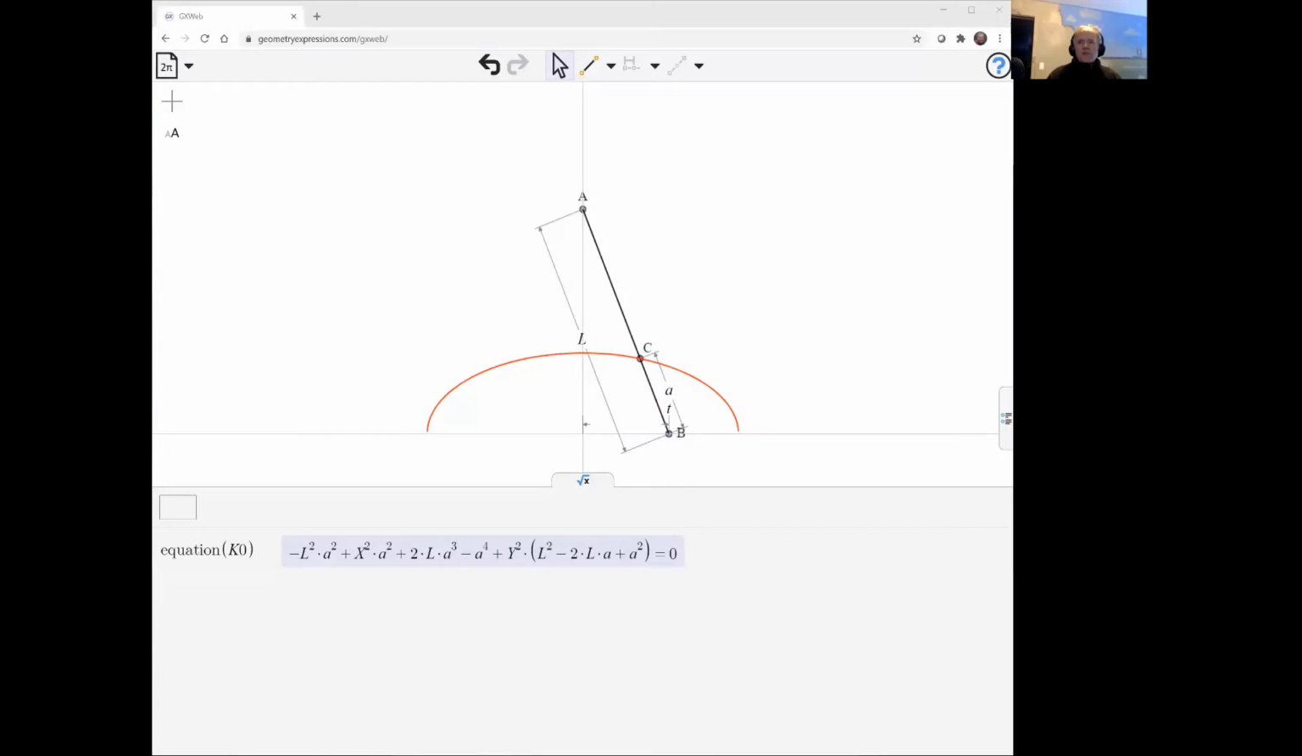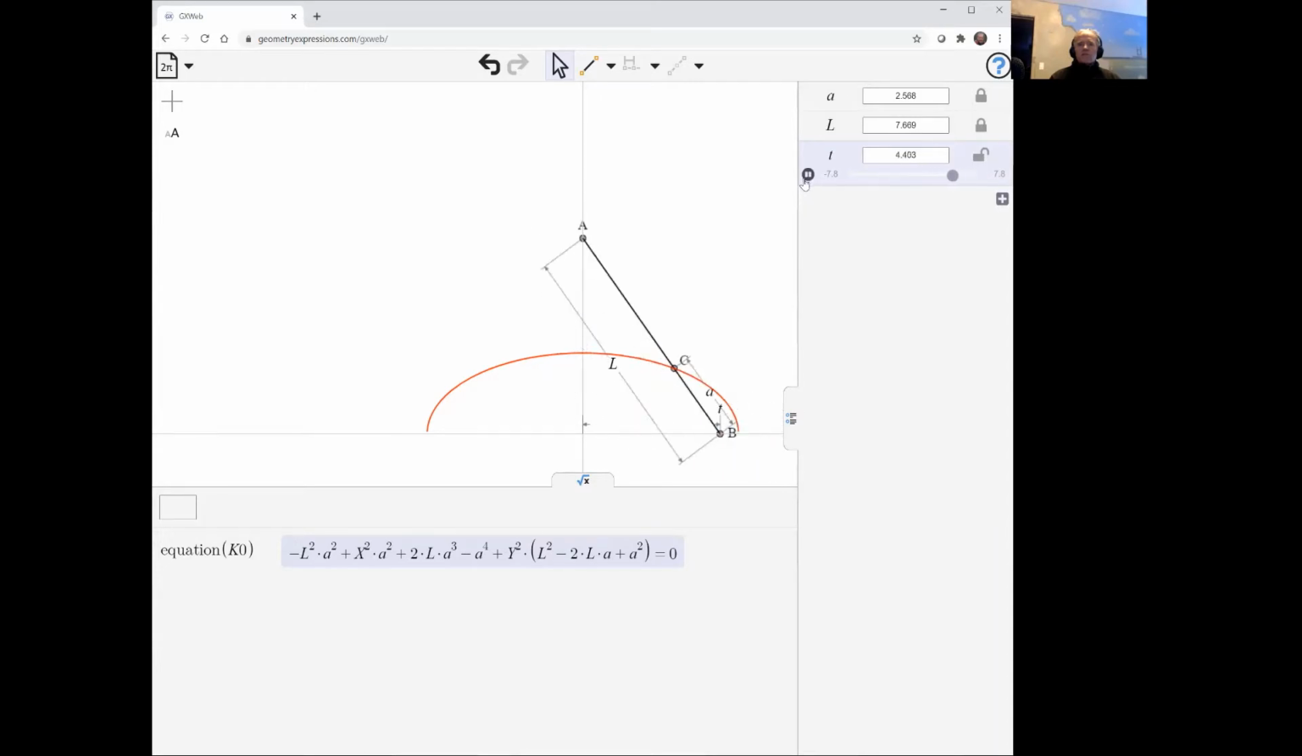So here's the Archimedes triangle. We have just a line length L, and A is able to slide up and down on the y-axis, and B is able to slide backwards and forwards on the x-axis. We can watch as T, the location of B, moves.